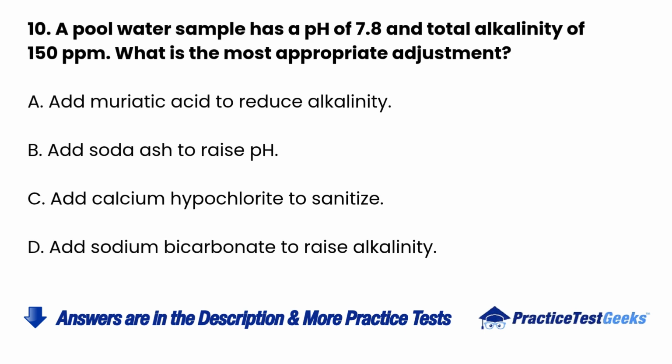10. A pool water sample has a pH of 7.8 and total alkalinity of 150 ppm. What is the most appropriate adjustment? A. Add muriatic acid to reduce alkalinity. B. Add soda ash to raise pH.